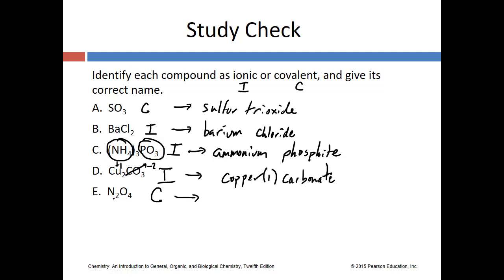So this is prefixes. I've got 2 nitrogens, so that would be dinitrogen. I've got 4 oxygens. 4 is tetra. And so oxygen gets changed to oxide. Dinitrogen tetroxide becomes the result.